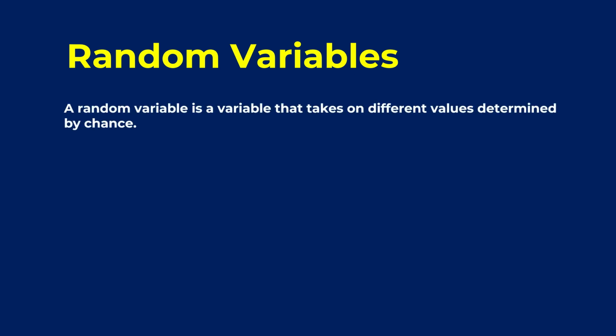A random variable is a variable that takes on different values determined by chance. In other words, it is a numerical quantity that varies at random. It is usually denoted by a capital letter such as X or Y. Let's look at an example.